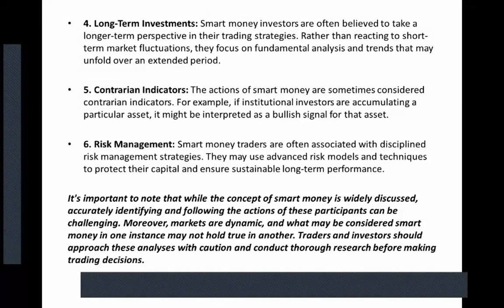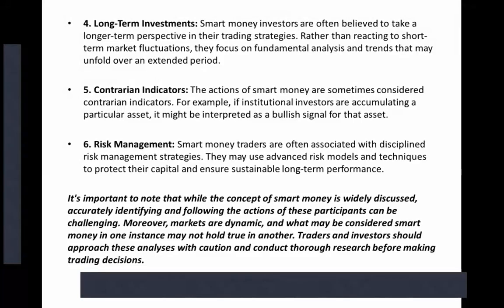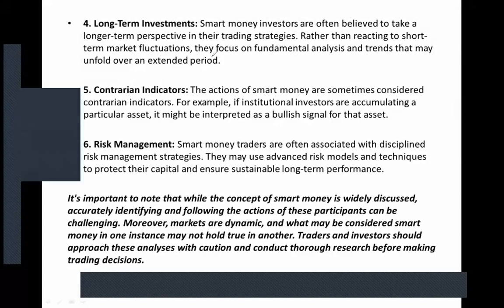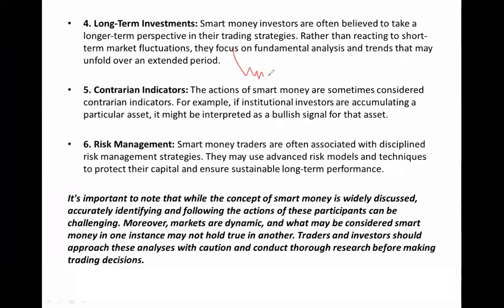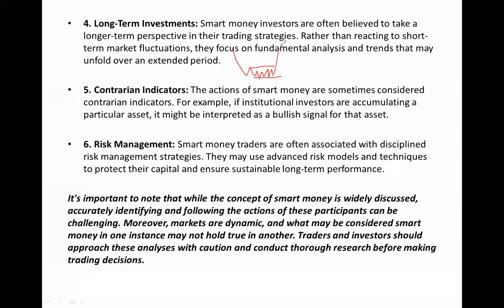Okay. Then number 5, the contrarian indicators. These actions of smart money are sometimes considered contrarian indicators. For example, if institutional investors are accumulating a particular asset, it might be interpreted as a bullish signal for that asset, or vice versa.